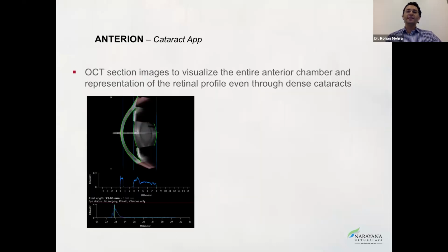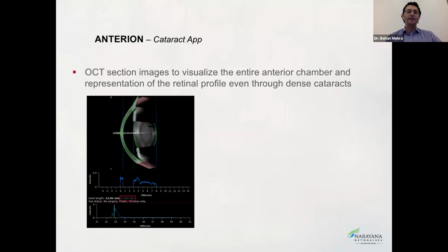So the OCT section images visualize the entire anterior chamber and the representation of the retinal profile even through the dense cataracts. That's another great advantage that the Anterion gives you. And we've tested it over and over again. Through opacities and dense cataracts, it easily goes through and gives us the accurate axial length.